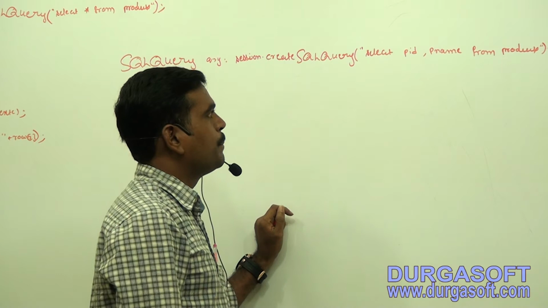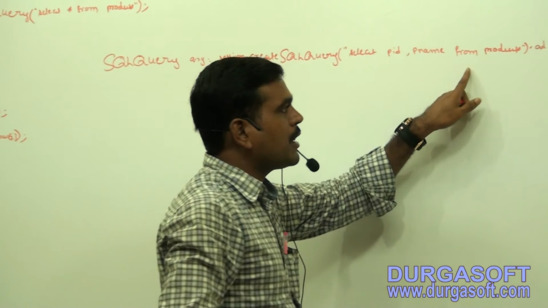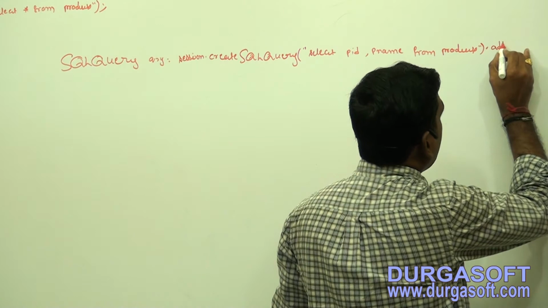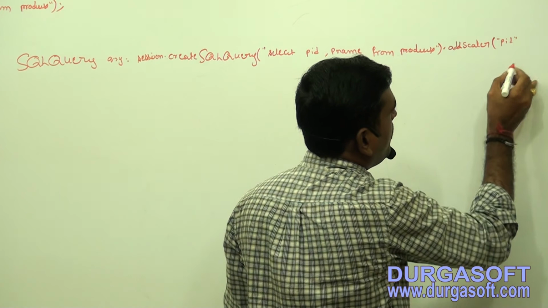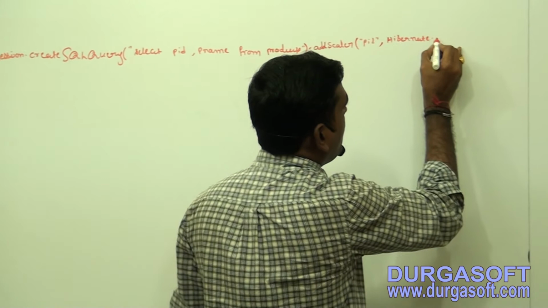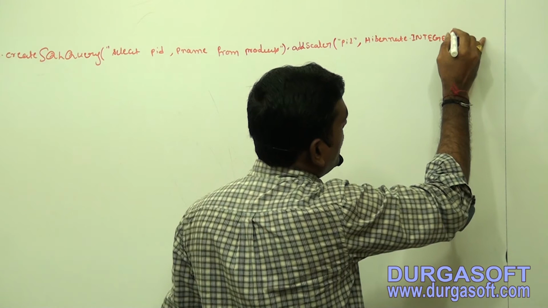Next, along with this query, we can add one method called addScalar. Even though we are writing select star from, internally it is going to take the meta information for each and every column. So addScalar, under that PID comma Hibernate.INTEGER. What is the data type here? Integer.